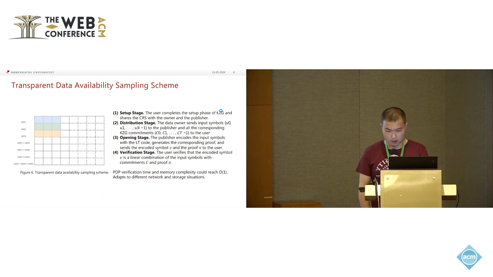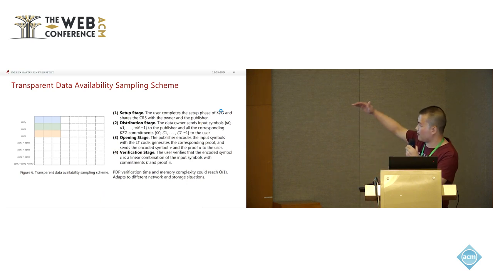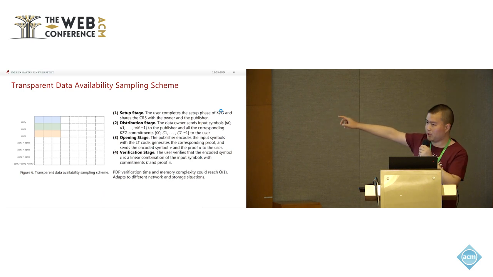And so here is our transparent data availability sampling scheme. But I will start with the naive solution, which is used by Ethereum nowadays. They also use, you can say, a two-dimensional data availability sampling scheme. And the colored part is the original data.